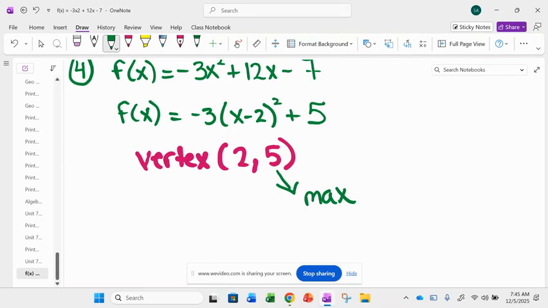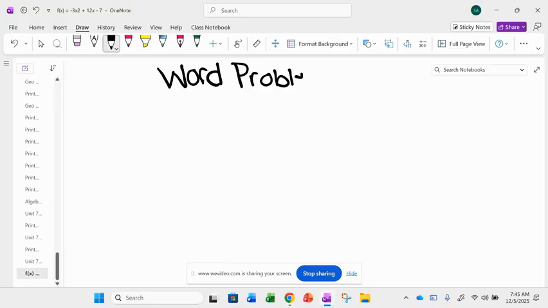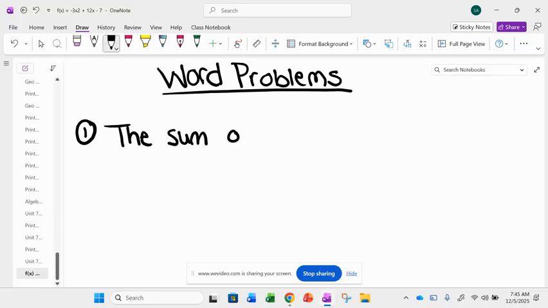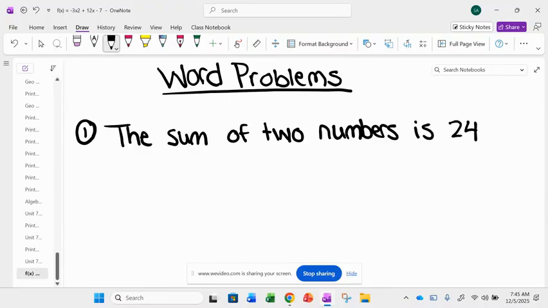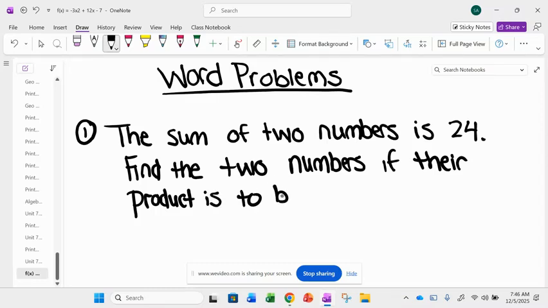Okay, so now we're going to take this whole idea of maximum, minimum, we're going to bring it into word problems. So the first one is going to say the sum of two numbers is 24. Find the two numbers if their product is to be a maximum.